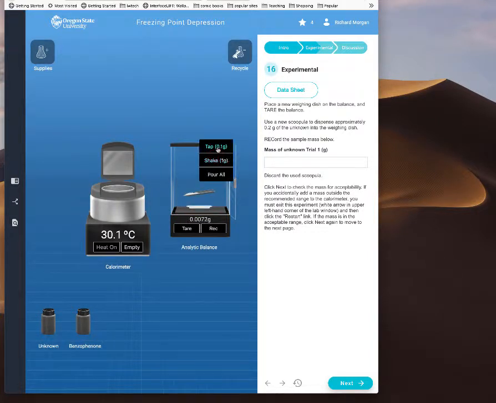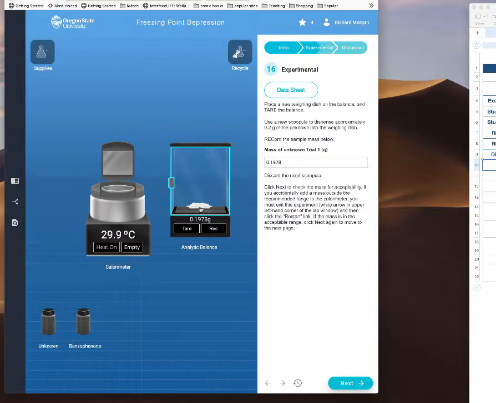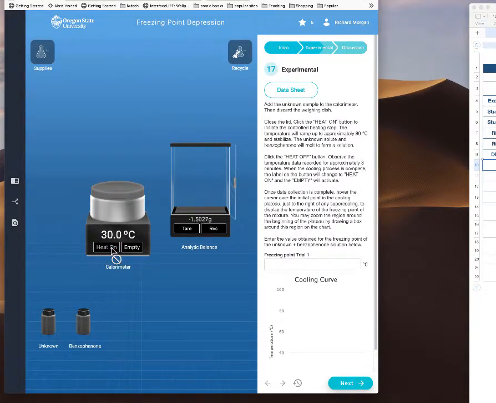Okay, there we go. Now it says approximately 0.2 grams, so I put those two in there, get rid of this thing, and then I close the door, record 0.1978, so I'm going to record that here, 0.1978, and I'm going to say demo, and I will put this in there too. So I'm going to go here, and we'll do some more movie making magic so you don't have to watch this process. We're going to go next page. We're going to go heat on, watch it heat up.